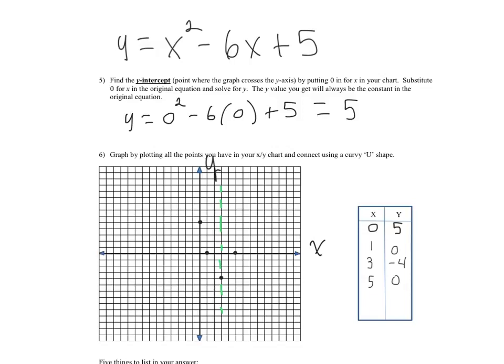Because parabolas have symmetry, we should be able to find a 5th point that is the reflection point for this y-intercept. If you look at the units, it's 1, 2, 3 units away from our axis of symmetry. So to find the reflection point for the y-intercept, we can count 3 units to the right of the axis of symmetry. 1, 2, 3. So we can plot a point right there.